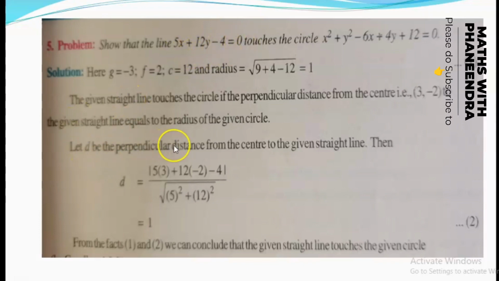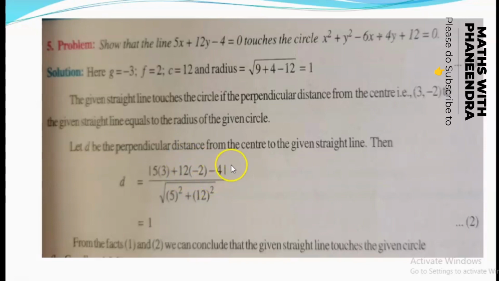So d is the perpendicular distance from the center of the circle to the given straight line. Here we apply the formula d equal to mod of ax1 plus by1 plus c, divided by square root of a square plus b square. We already discussed this perpendicular distance in the last classes. Once you go through that, d is equal to 5 into, in place of x substitute 3, 5 into 3 plus 12 into minus 2 minus 4, divided by root of a square means 5 square plus b square means 12 square. So 15 minus 24 minus 4.